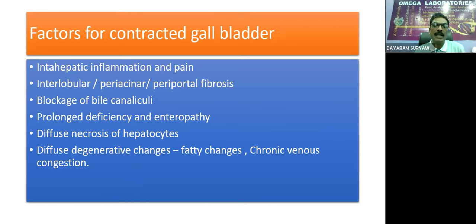Then intralobular, periacinar, periportal fibrosis. As we have discussed many pathological conditions earlier, whenever there is fibrosis, the bile which is formed by the hepatocytes may not reach the gallbladder. In that case, there is a smaller size, contracted type of gallbladder.